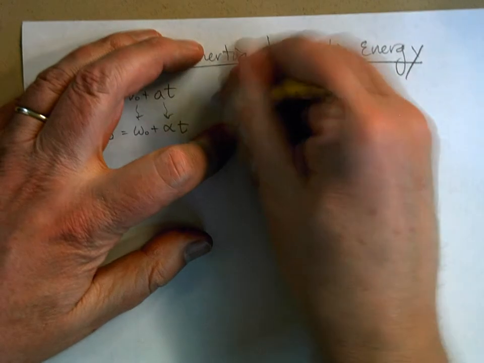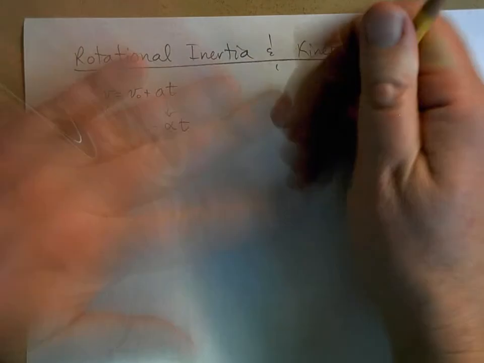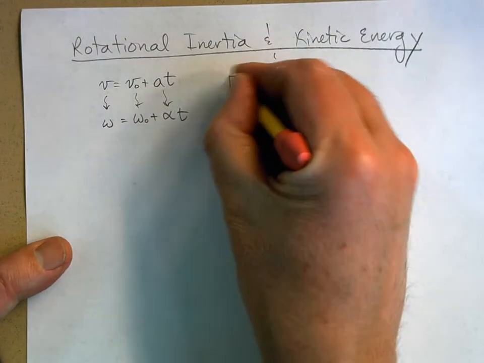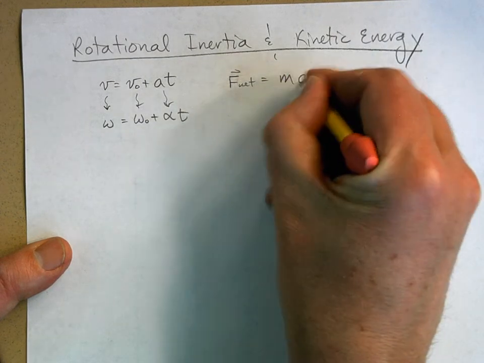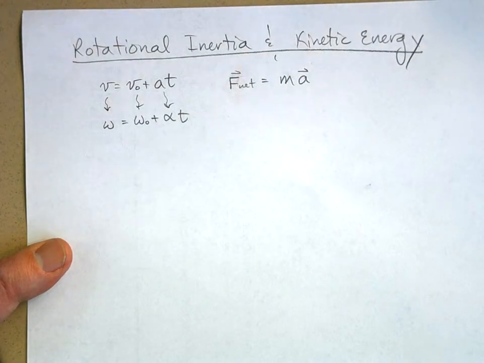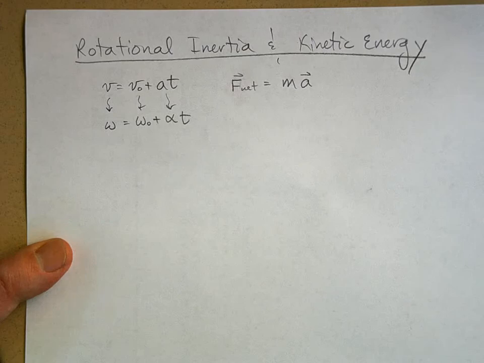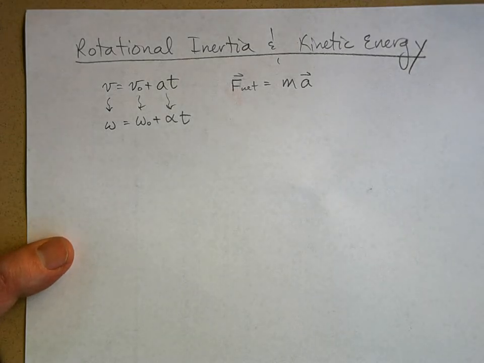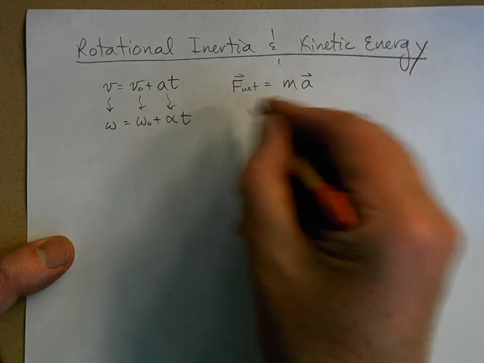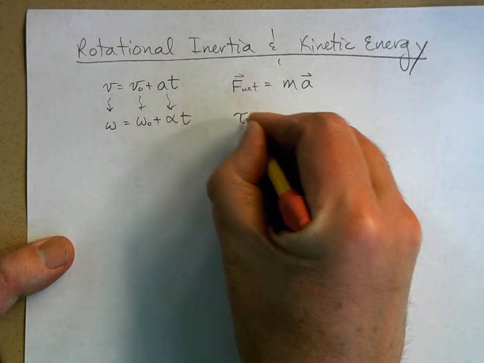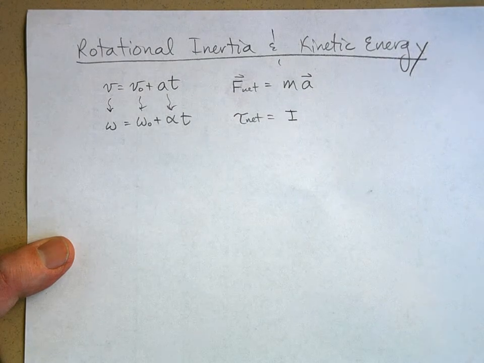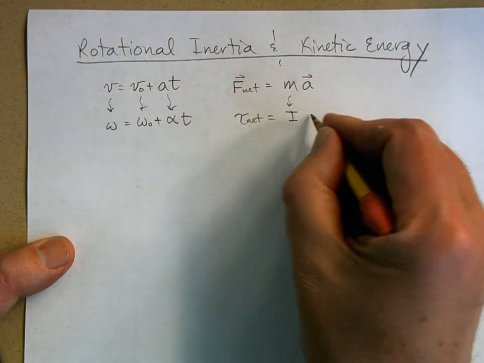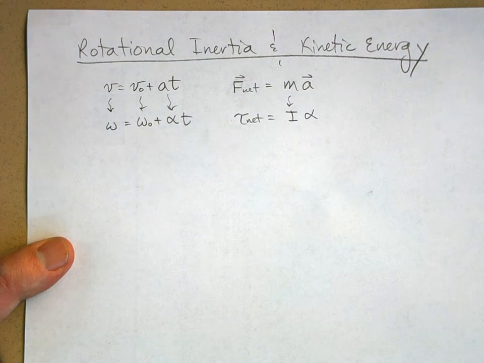Now I'm going to show you this. We have Newton's second law expressed as the net force equals mass times acceleration. We're going to have a rotational equivalent to that. I'm just showing it to you now; we're going to prove it over the next few minutes. The net torque is equal to rotational inertia times angular acceleration.